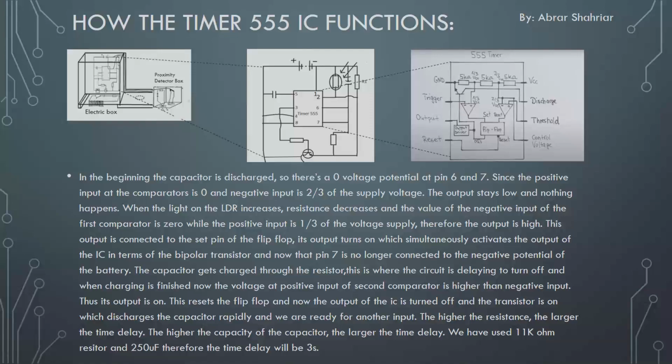This output is connected to the set pin of the flip-flop. Its output turns on, which simultaneously activates the output of the IC in terms of the bipolar transistor. And now that pin 7 is no longer connected to the negative potential of the battery, the capacitor gets charged through the resistor. This is where the circuit is delaying to turn off. And when charging is finished, the voltage at the positive input of the second comparator is higher than the negative input, thus its output is on. This resets the flip-flop and now the output of the IC is turned off and the transistor is on, which discharges the capacitor rapidly. And we are ready for another input.